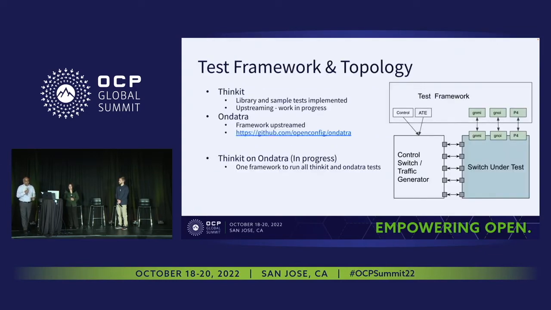And in that effort, we have started developing a test framework and a minimum test topology that will allow anybody to get this test underway. So we came up with two libraries, ThinKit and Ondatra. Ondatra is something that is already open sourced, and the framework is upstreamed. There's a GitHub, which is open. ThinKit is something that we are working on upstreaming.